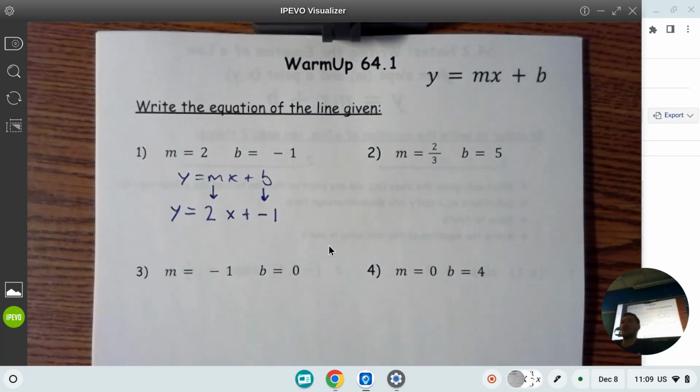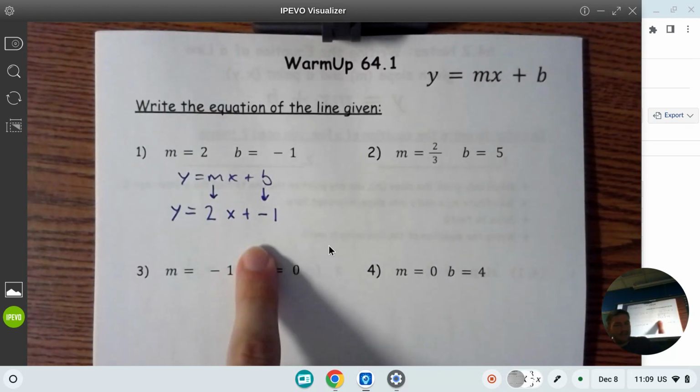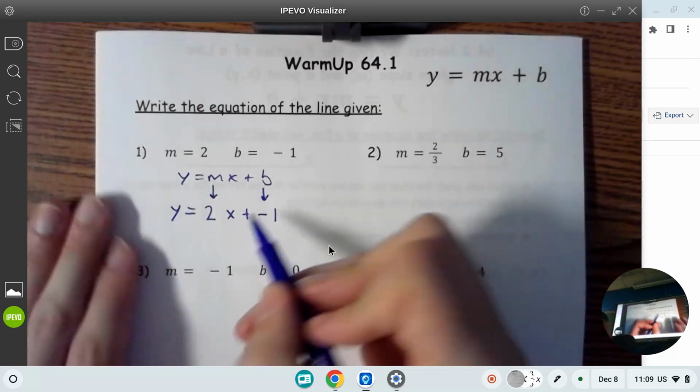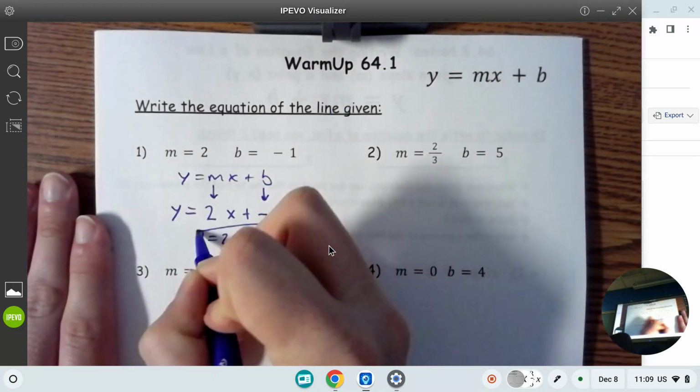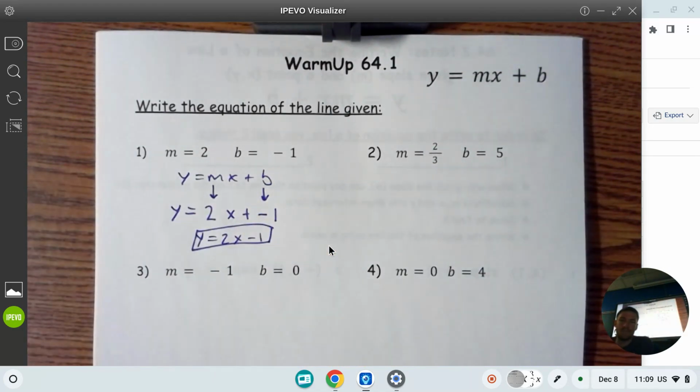But we need to talk about pieces that we don't need. For this equation, we've written too much. We don't need this plus. It should say y equals 2x minus 1. So, there we go. We got that equation.